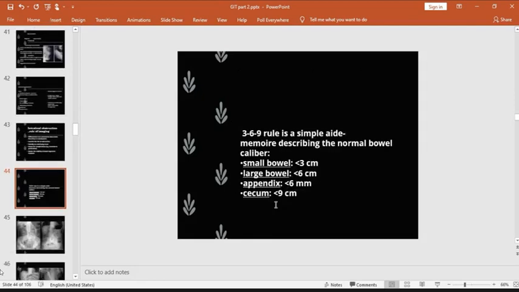Also keep in mind this simple aid memory rule to memorize the normal bowel: small bowel less than 3 cm diameter, large bowel less than 6 cm, appendix less than 10 millimeters, and the cecum should be less than 9 cm.